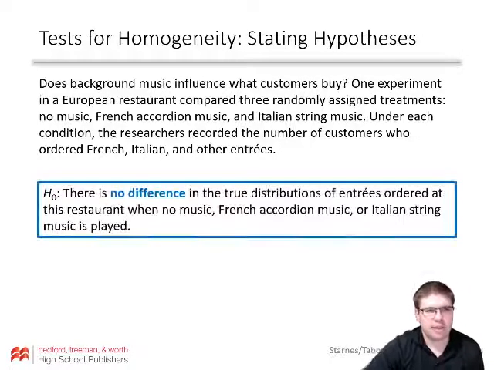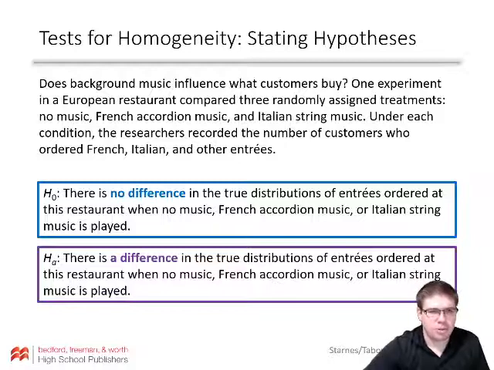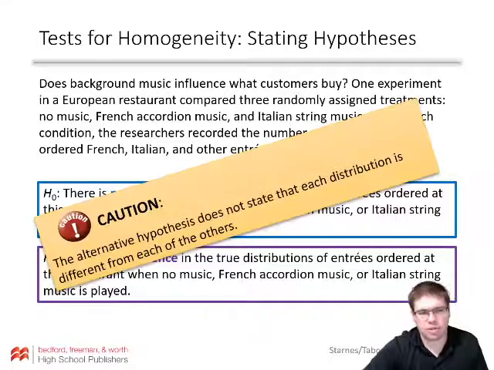So our null hypothesis is that there is no difference in the true distribution of entrees ordered at this restaurant when no music, French accordion music, or Italian string music is played. And our alternative hypothesis is there is a difference in the true distribution of entrees ordered at this restaurant when no music, French accordion music, or Italian string music is played. Note that the alternative hypothesis does not state that each distribution is different, just that they're not all the same. Maybe just one is different.